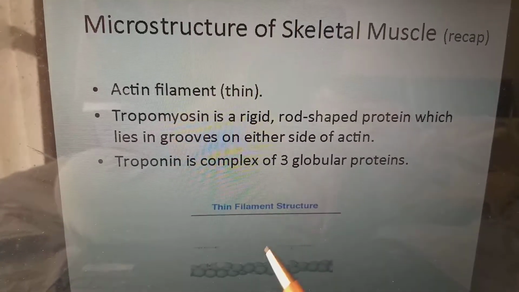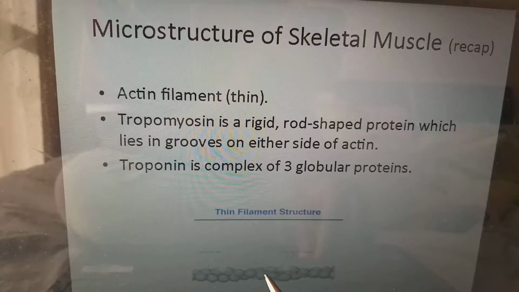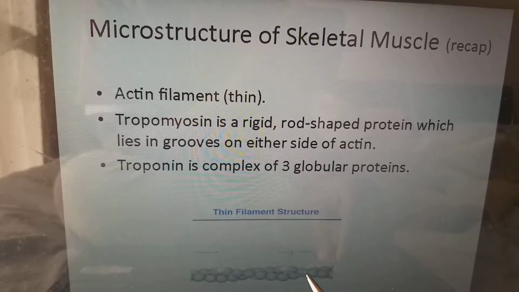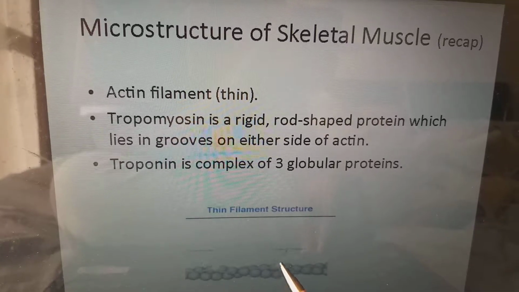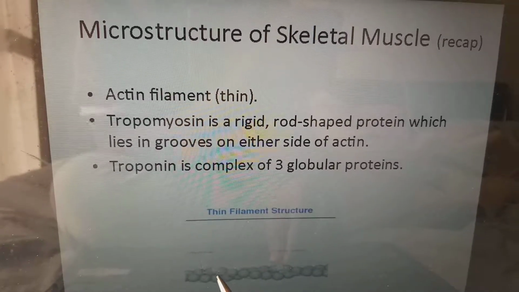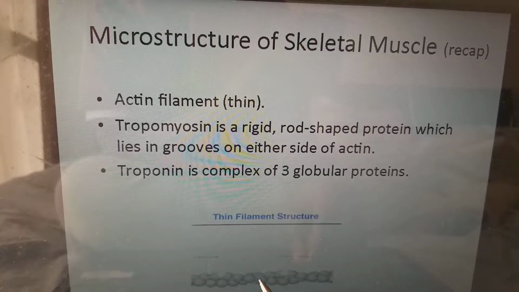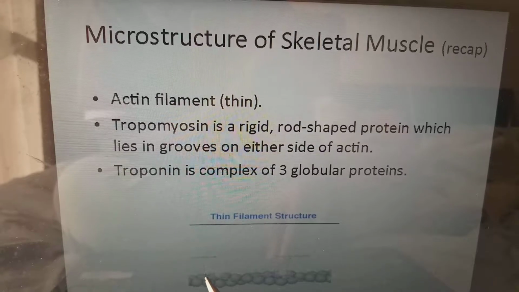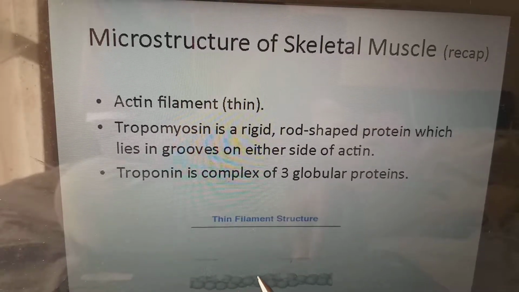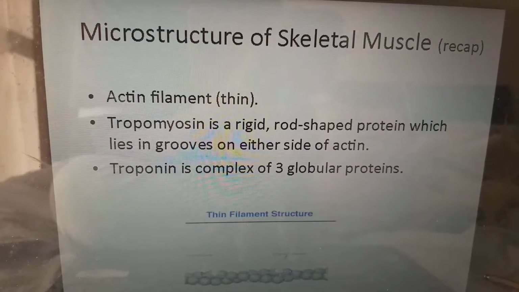So this is the picture of the actin. On that actin we have the tropomyosin, which is a thread-like structure. On the tropomyosin we have the troponin. These bigger circular structures are the F actin, which we also call functional actin. In the grooves we have the tropomyosin, and on the tropomyosin we have the troponin.